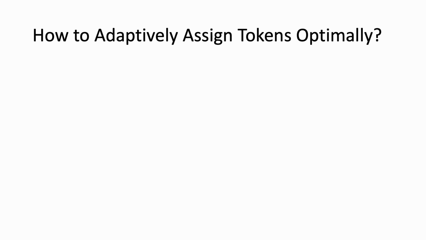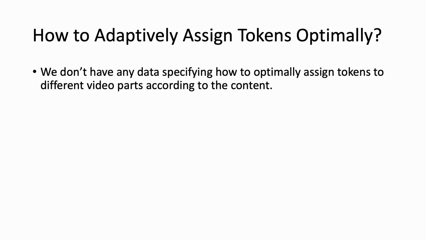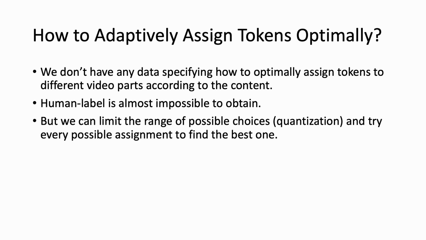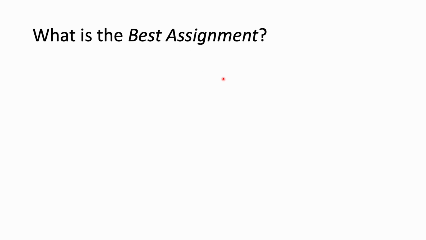So how do we design EVATok to achieve this performance? The core problem we need to solve is how the algorithm can know the optimal token assignment for different parts. We don't have any data specifying how to optimally assign tokens to different video parts according to the content, and human labels are almost impossible to obtain. But we can limit the range of possible choices through quantization and try every possible assignment to find the best one, and that is basically the idea of EVATok.